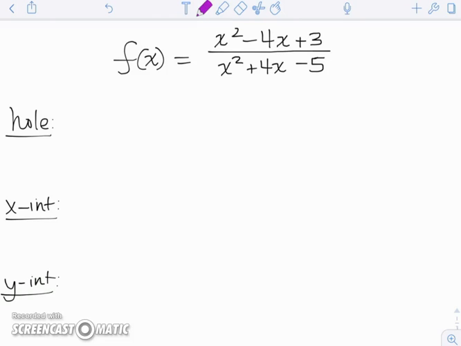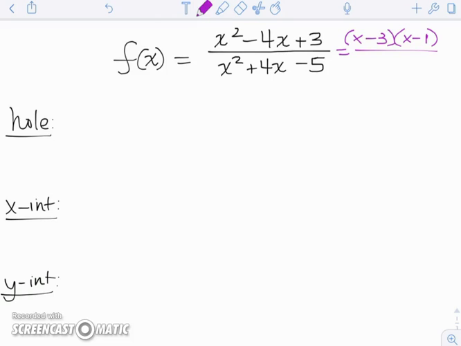So first thing I want to do in order to look for a hole is factor the top and bottom. I'm going to factor up here, and I have x squared minus 4x plus 3. Factors of 3 that add to give me 4 are 3 and 1. Signs are the same. They're both negative, so x minus 3 times x minus 1. On the bottom, I'm looking for factors of 5 that subtract to give me 4. Signs are different, and the bigger sign is positive, so I have x plus 5, x minus 1.